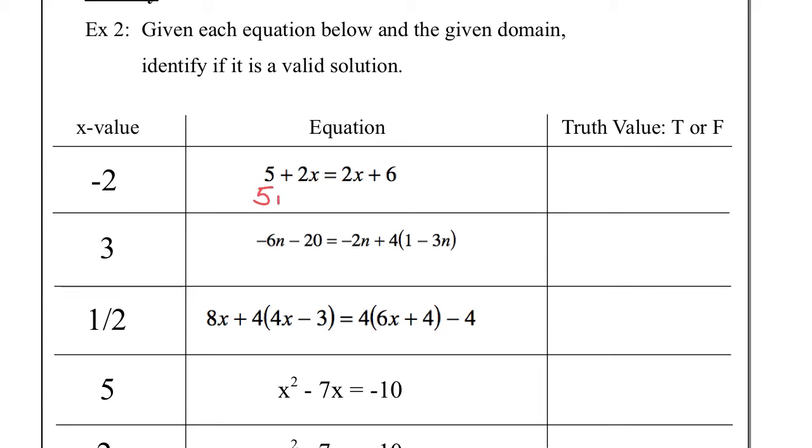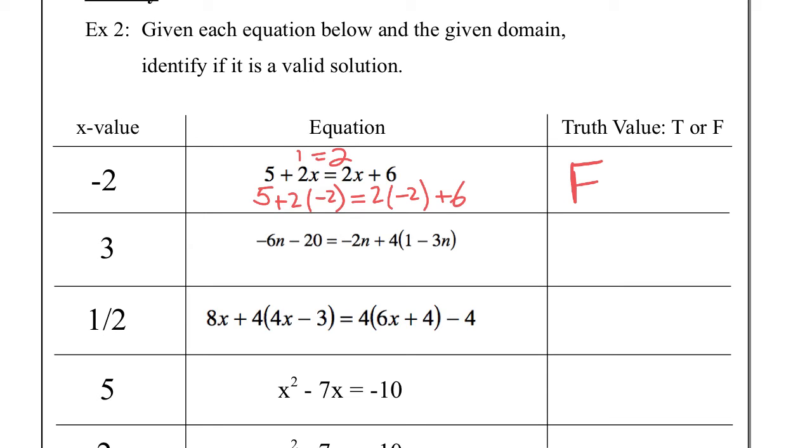So I'm simply going to plug in a -2 for x. And now I'm just evaluating the truth value of the equation. So I'm going to get 5 minus 4 there, when I do 2 times -2. 2 times -2 is -4, plus 6 is 2. So I eventually get a line of 1 equals 2, which obviously tells me that -2 is not a solution. I'm going to indicate false there.